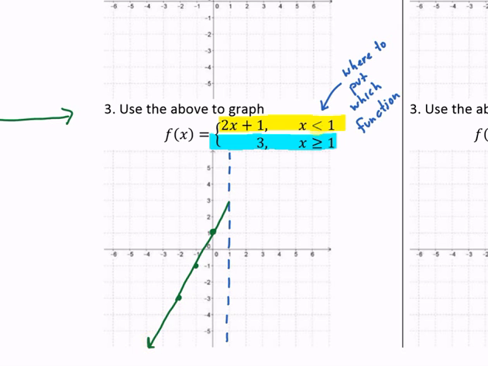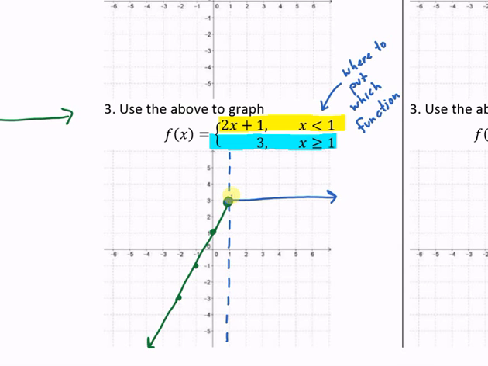Since it says less than 1, it doesn't include this point. I'm going to make it hollow. Now for the blue part of my function, that function y equals 3, that happens when x is greater than or equal to 1. So now I'm going to draw that one. These 2 functions happen to meet up right here, so I can fill this in now.